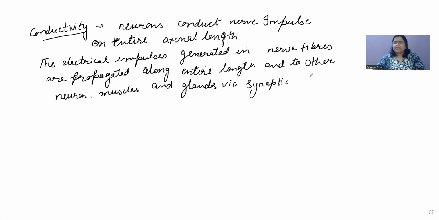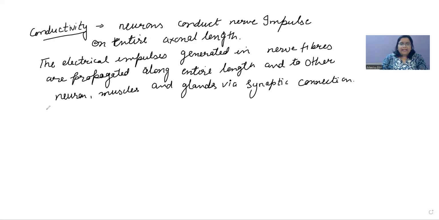What are synapses? In future lectures, we will discuss synaptic connections, or the synapse also. So don't worry about that. With the help of synaptic connections, one neuron conducts the nerve impulse to the other neuron or to the muscle or the gland so that a response can be generated. This property is known as conductivity. The word conductivity says that neurons conduct or carry forward something.